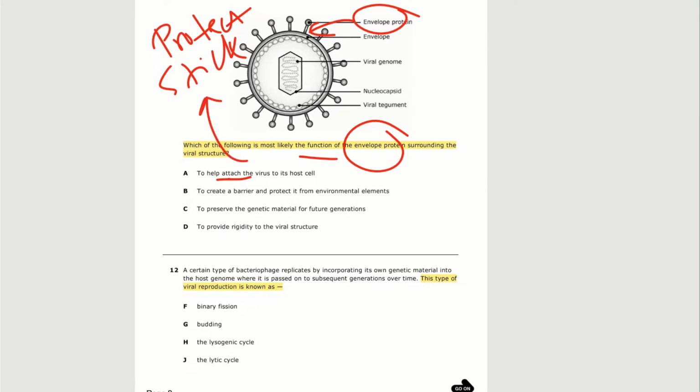To create a barrier and protect it from the environmental elements. That sounds pretty good too, all right? Barrier, protect. To preserve the genetic material for future generations. Wait, that sounds the same. To preserve means to keep, but it's like protecting, right? So that sounds like the same thing. To provide rigidity to the viral structure. Okay, well, the best answer actually is A, like apple.